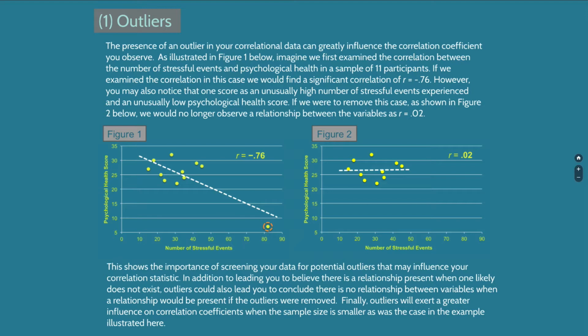In addition to leading you to believe there is a relationship present when one likely does not exist, outliers could also lead you to conclude there is no relationship between variables when a relationship might actually be present if the outliers were removed. Finally, outliers will exert a greater influence on correlation coefficients when the sample size is smaller, as was the case in this example illustrated here.